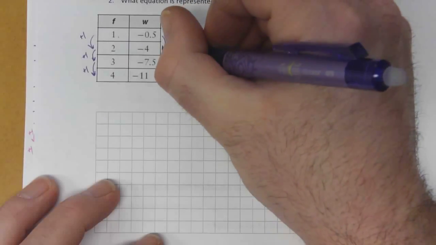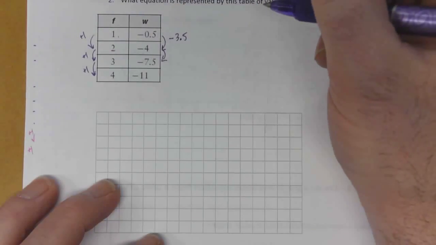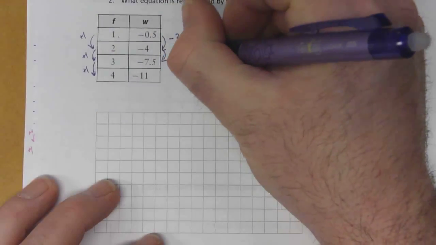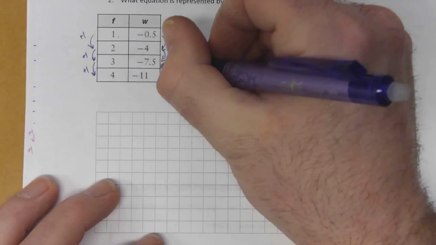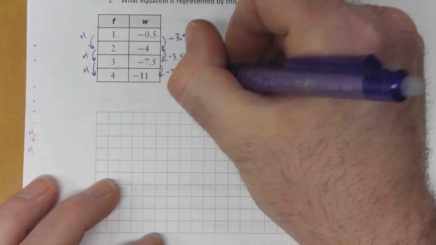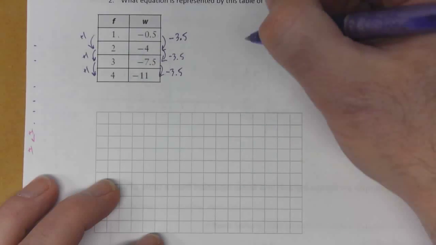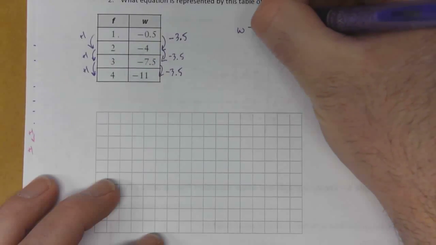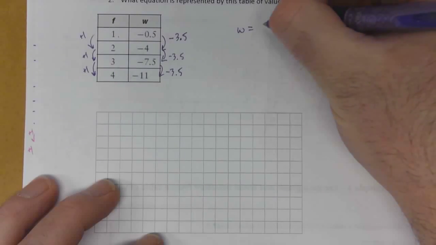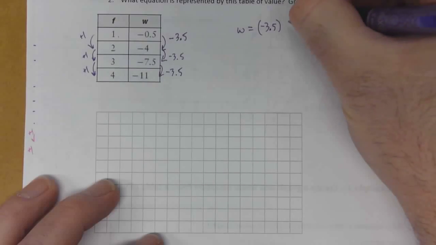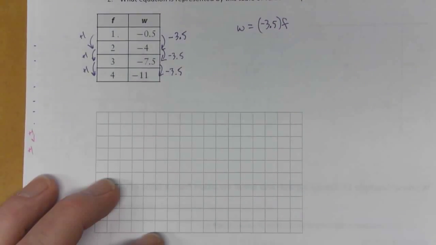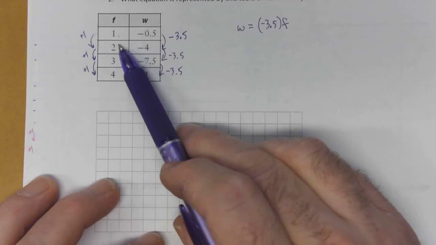Let's see if that's consistent. Negative 4 to negative 7.5. Yep, that's also a change of negative 3.5. And it is here as well. So in that case, we know that W is equal to negative 3.5 times F, and then there will probably be a plus or minus on it from there. So let's do some testing.